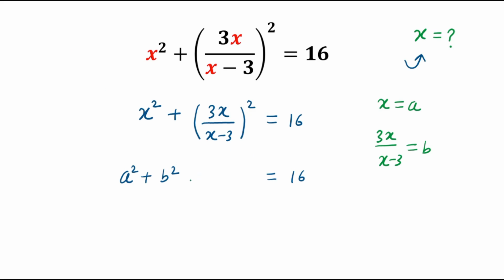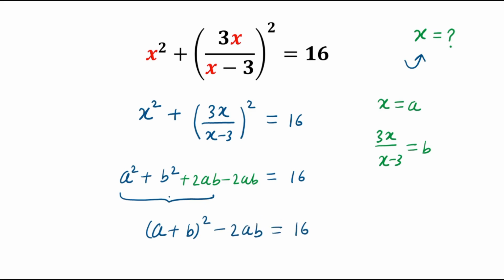In the left hand side, if we add 2ab and subtract 2ab, look carefully, these three terms are (a + b)². So (a + b)² − 2ab = 16.